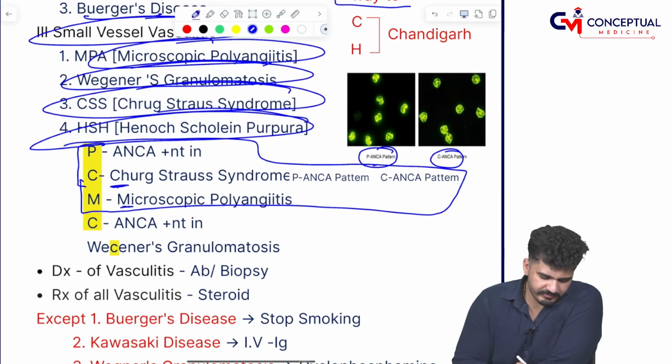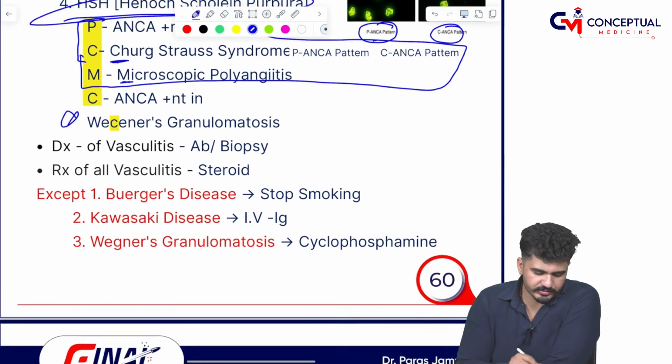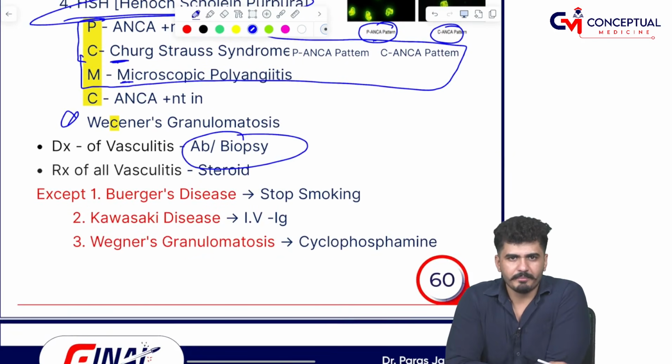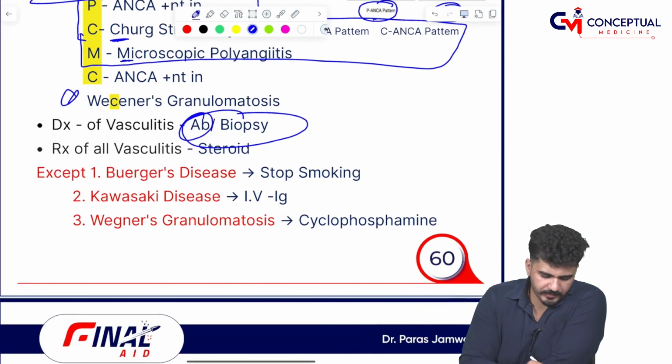C-ANCA is present in Wegener's, so we have converted to Wegener's. G is replaced by C. C for C-ANCA, Wegener's granulomatosis, sir. Diagnosis of vasculitis by the biopsy we do. Okay, antibodies and the biopsy.